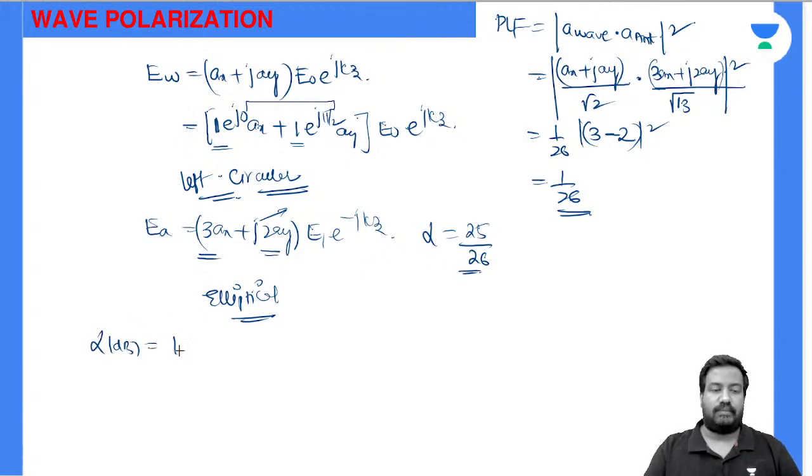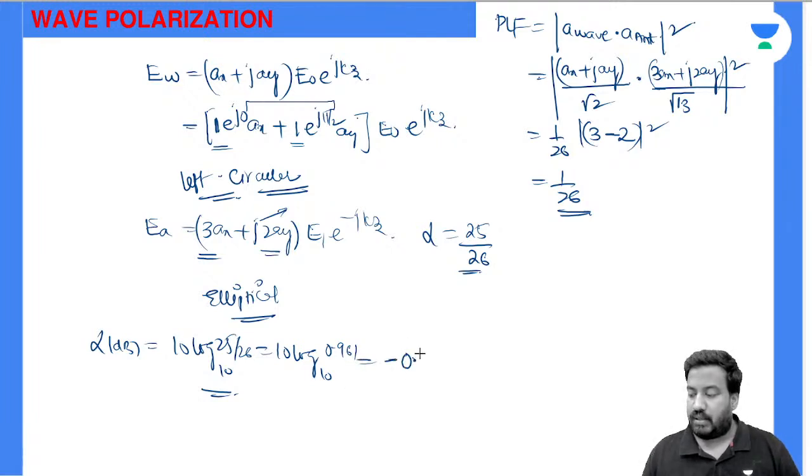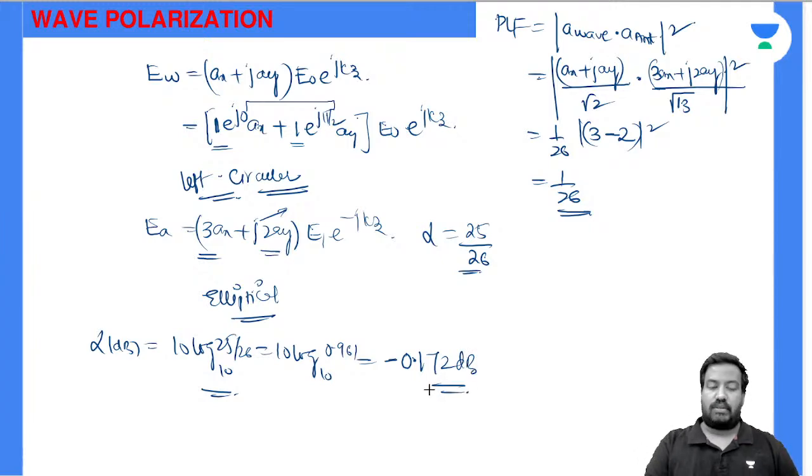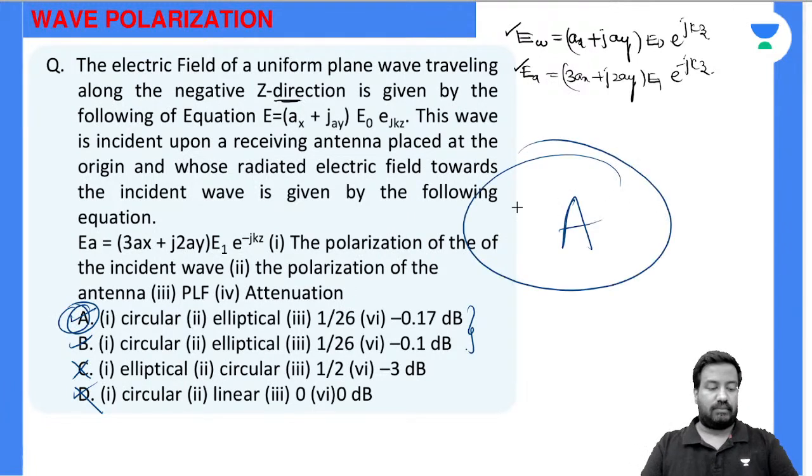Find alpha in decibel. 10 log 25 by 26 to base 10. Please find out and tell me. I am also calculating. This is 10 log 0.961 to base 10. Log 0.961 to base 10 is minus 0.172. Minus 0.172 decibel we got. Check out. Minus 0.17 dB. Option A is the answer. Is that clear?